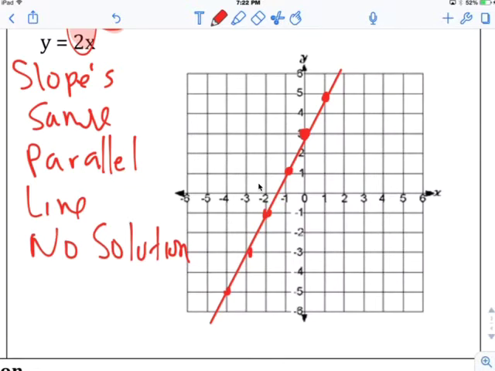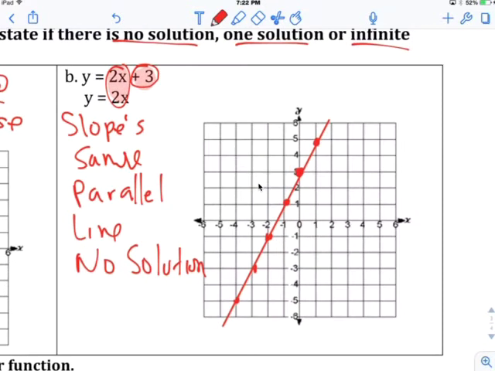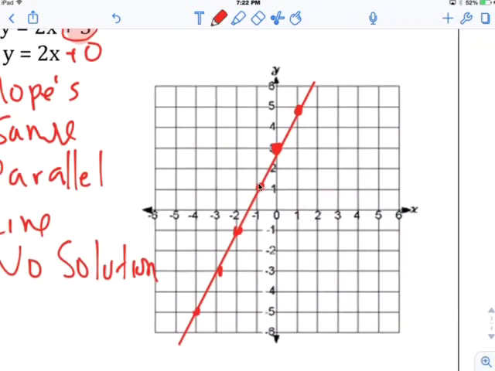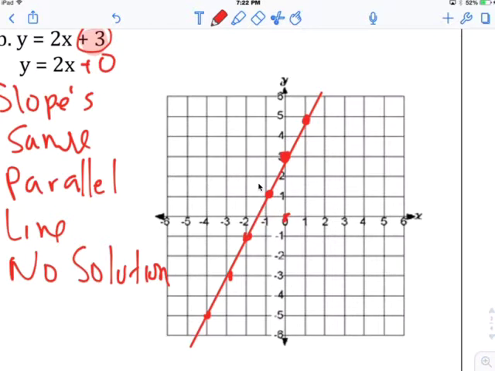There we go. All right, and the other one right here, it starts at 0 when there's no starting point. Okay, 2 over 1, 2 over 1, 2 over 1, go down, go down, go down, graph. Okay, parallel lines, no solution.